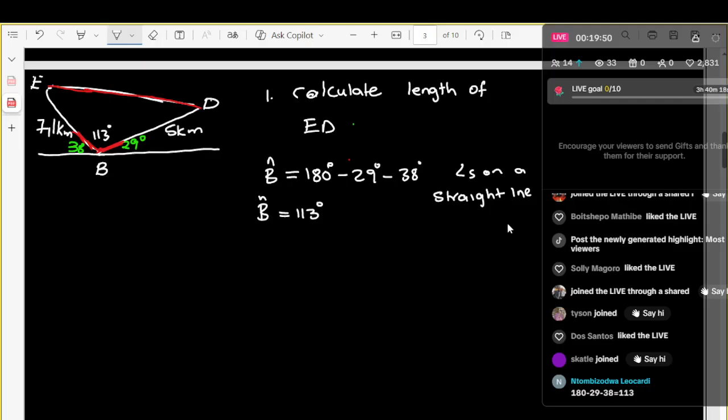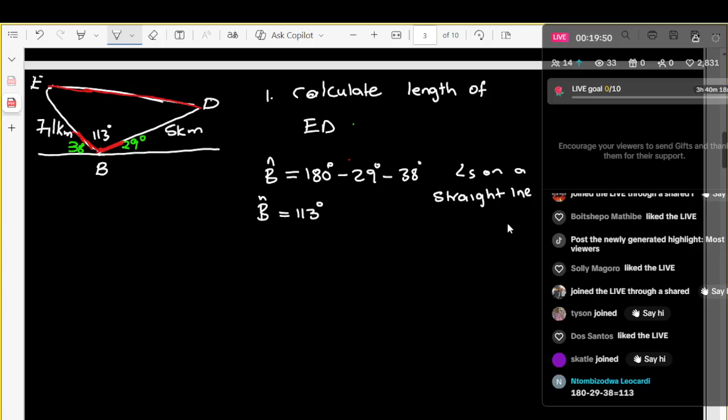Now, the cosine rule, remember we said the formula is a squared equals b squared plus c squared minus 2bc, and then the cos of that included angle, because we are using the cosine rule.